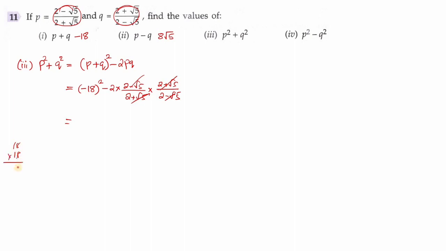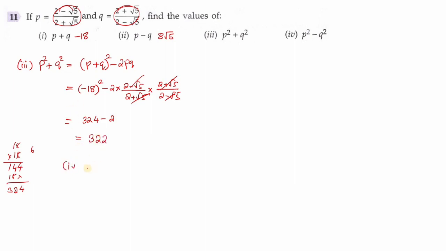So 8 eights are 64, 8 ones are 8, plus 6 is 14, so it is 18. So add them up, 4, so 2, 3, so it is 324, minus how much is this? It is just 2 into 1, which is 2. So then your answer is 322 for number 3.